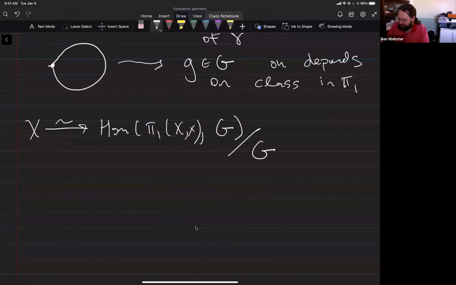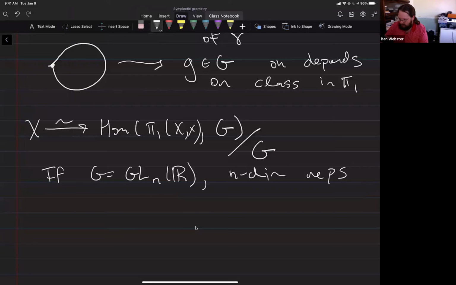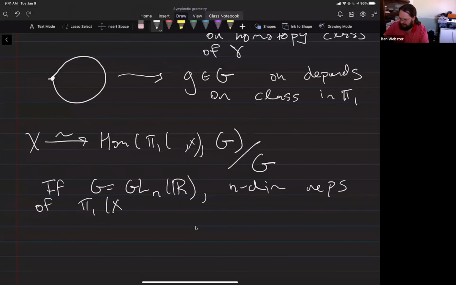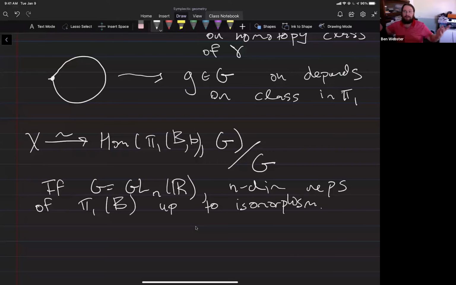So in particular, if G equals GL_n, R or C for that matter, this is just n-dimensional representations of pi1 of X. Sorry, I shouldn't have written X here, I'm so used to that. It's pi1 of B, that's the pi1 in the picture. This is n-dimensional representations of pi1 of B up to isomorphism. This is a natural geometric space to be thinking about, but this gives us a completely different perspective on it, and gives us in particular a symplectic structure on it, which is very non-obvious when you think about it as representations of the group.